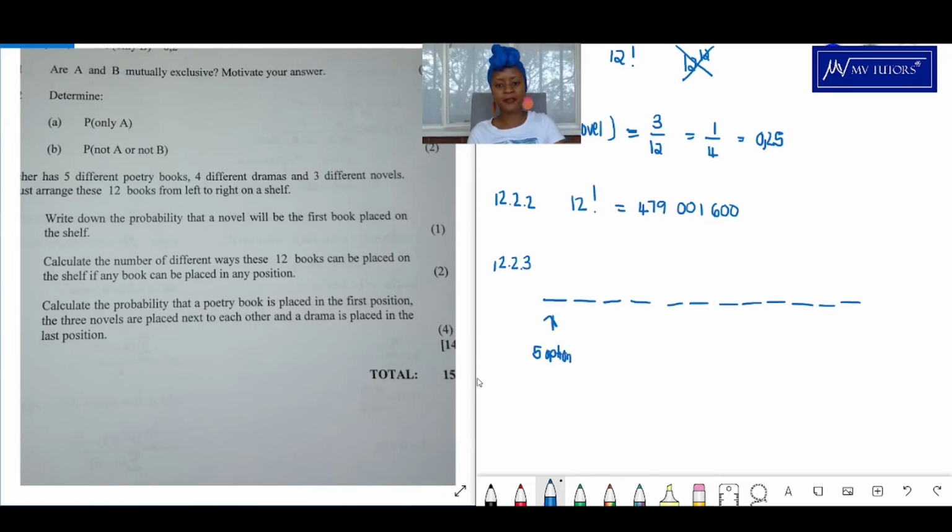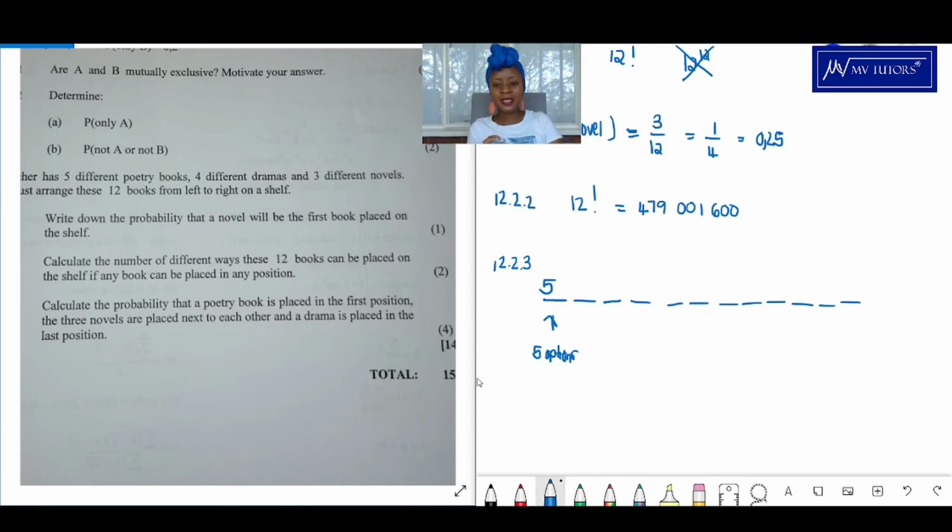Okay, remember there are 5 poetry books. So there are 5 options that I have there, and that is fixed, right? I'm putting the poetry book in the first position. 3 novels are placed next to each other. Okay, where are they placed next to each other? I don't know, anywhere along the shelf, but they must go together.